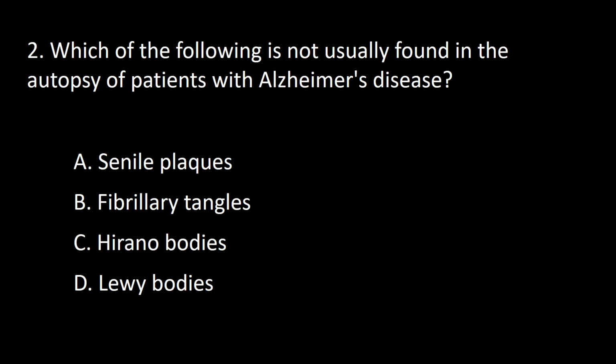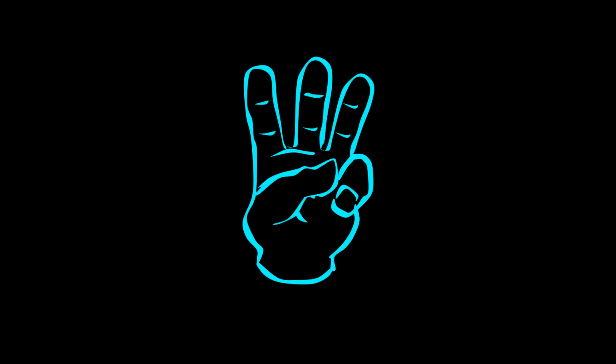Next question. Which of the following is not usually found in the autopsy of patients with Alzheimer's disease? A. Senile plaques. B. Fibrillary tangles. C. Hirano bodies. D. Lewy bodies. We usually find 3 types of histological abnormalities in patients with Alzheimer's disease autopsy of the brain.